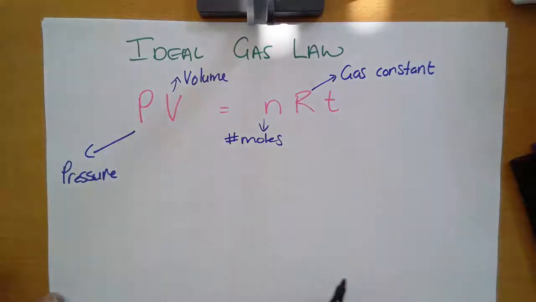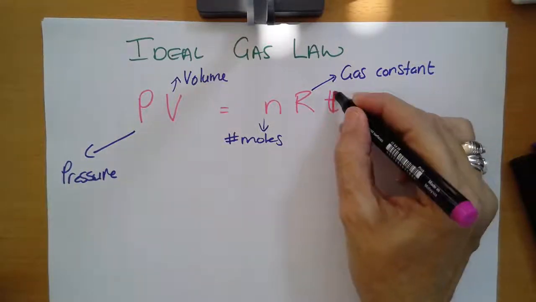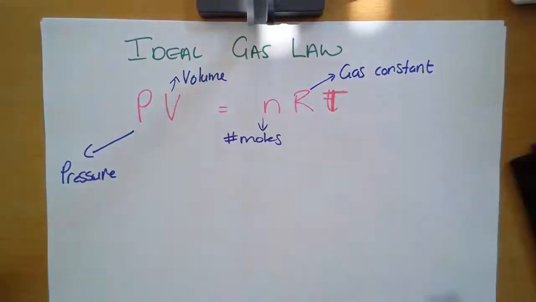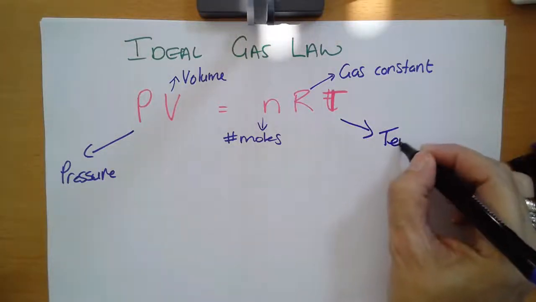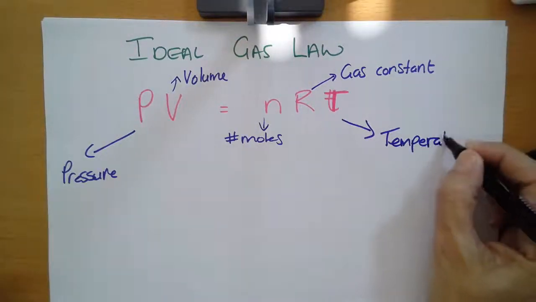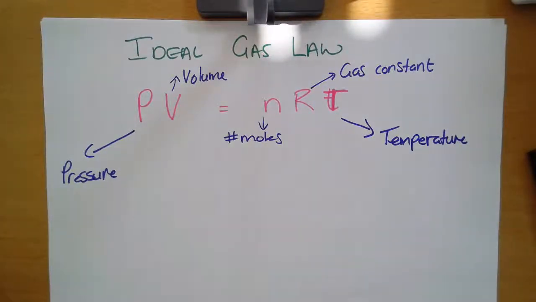and T. I'm sorry, it should be a capital T, not a small letter t, because that means time, so my mistake. T is for temperature. Capital T, because small letter t means time. So this is temperature. So PV is equal to nRT.